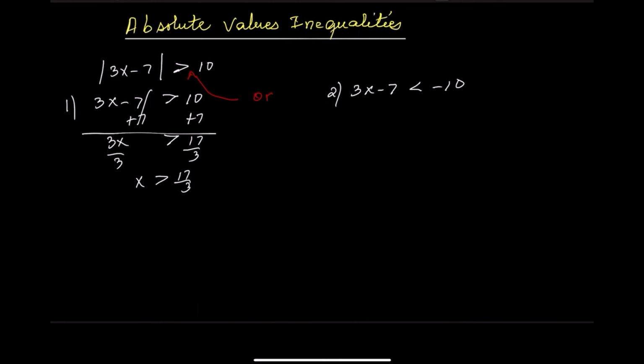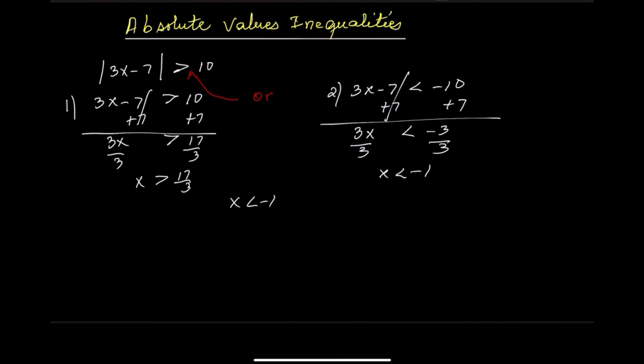Next, solve the second inequality. 3x minus 7 is less than negative 10. Add 7 to both sides. That gives us 3x is less than negative 3. Divide both sides by 3. X is less than negative 1. So the solution is x is less than negative 1, or x is greater than 17 over 3.